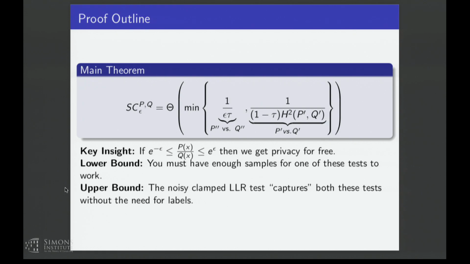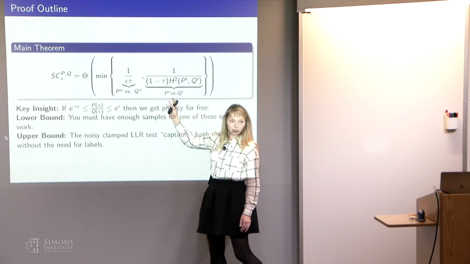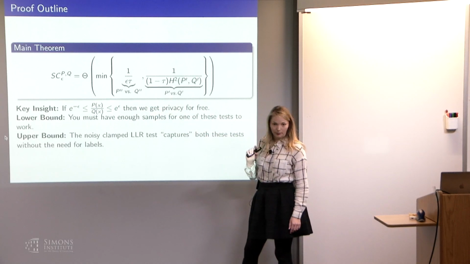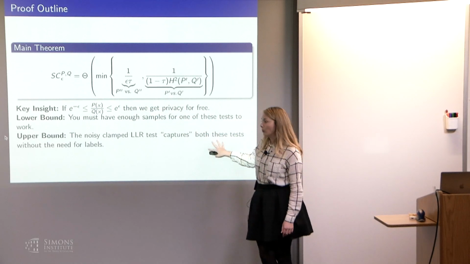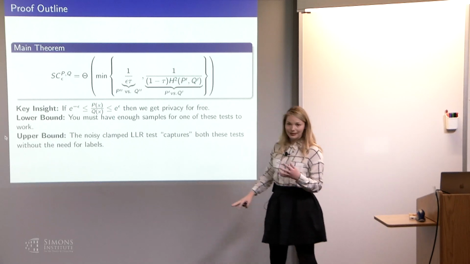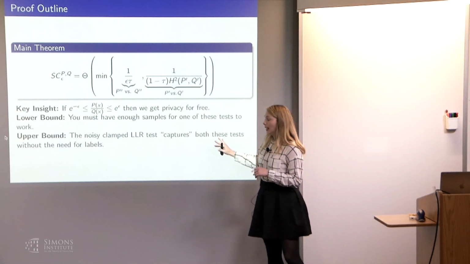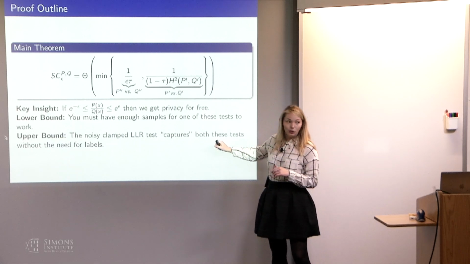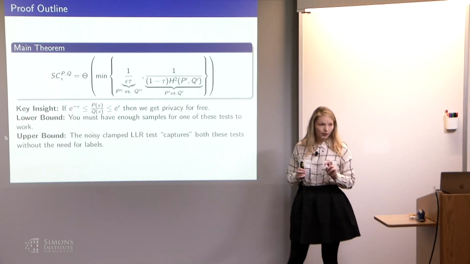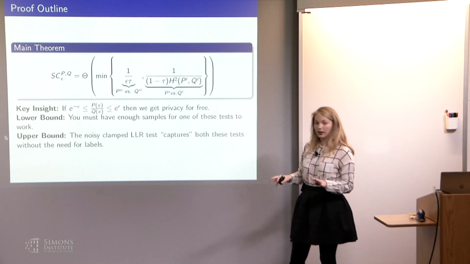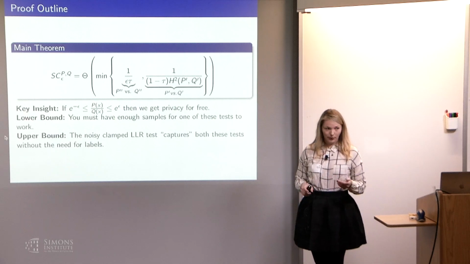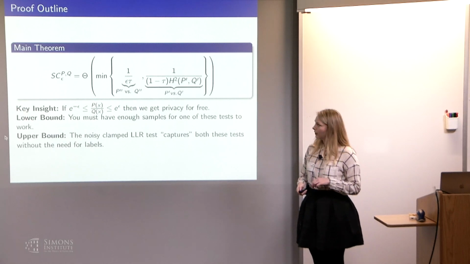The proof is going to come in 3 parts. The key insight is going to be this privacy for free for P prime and Q prime. The second part is our lower bound, which says that you really do need to be able to solve one of these tests to be able to decide between P and Q. And the upper bound, remember this fictional test has this extra information of the labels of which part of the mixture you came from. The upper bound is going to basically say that the noisy clamp likelihood test captures that test without the need for labels. So it's going to have the same sample complexity as this fictional test.